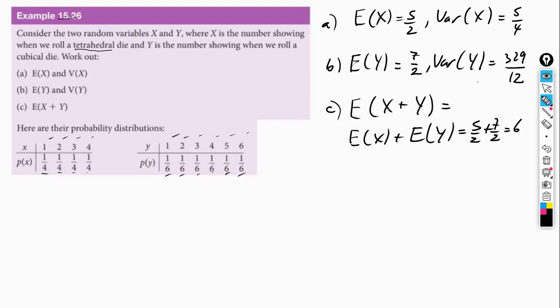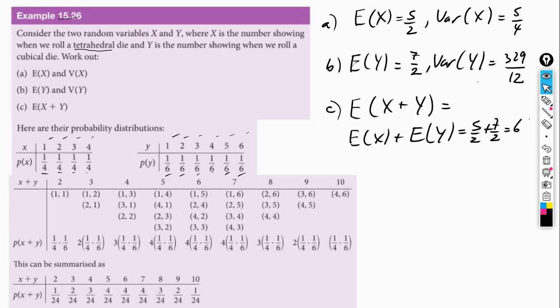So now what is the long way? Notice that you would have to do this process, which is finding all the possible outcomes for x plus y. So you can get 2, 3, 4, 5, 6, 7, 8, 9, and 10 as the sum. And then all the different ways in which you can get these. So there's one way to get 2, there's 2 ways to get 3, there's 3 ways to get 4, there's 4 ways to get 5, 4 ways to get 6, 4 ways to get 7, etc.